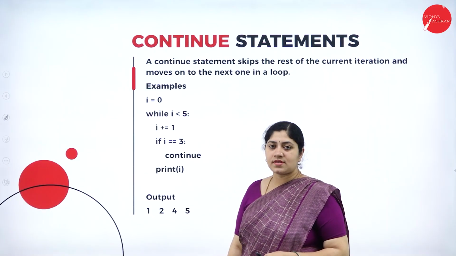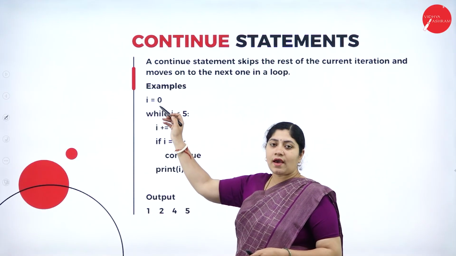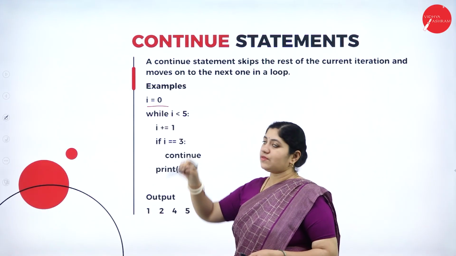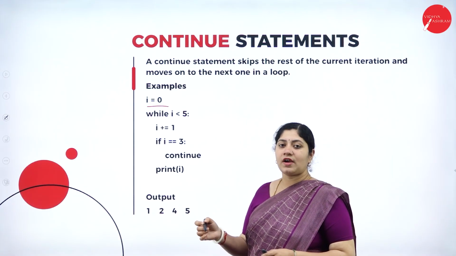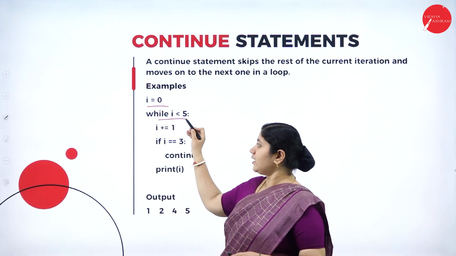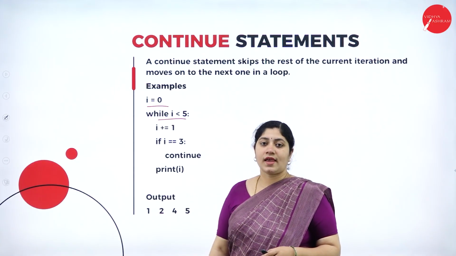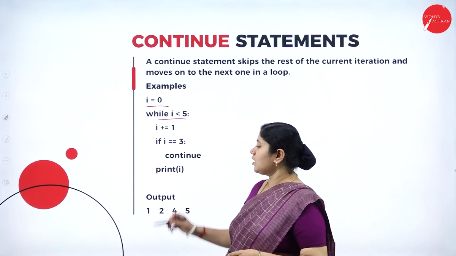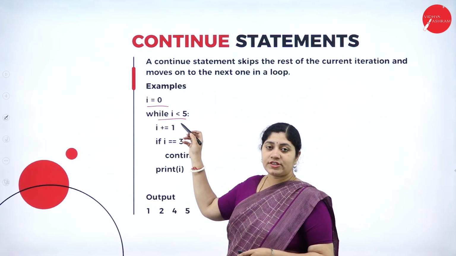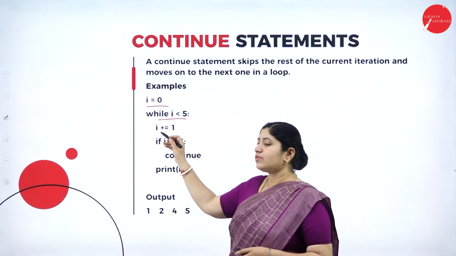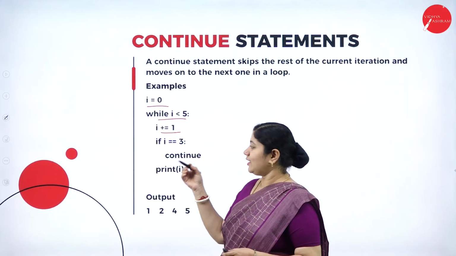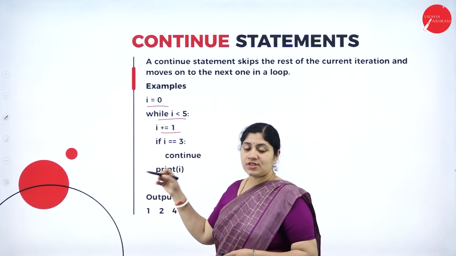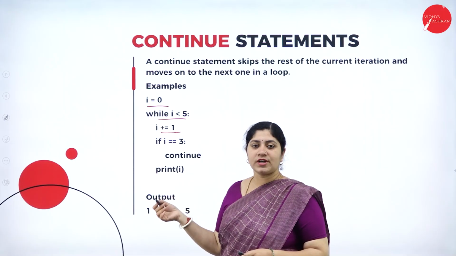Let's consider an example for this. So we have defined a basic i as 0, followed by a looping statement which is while i is less than 5. Okay. Up next, if this condition holds, then what has to be executed? i plus 1, that is the increment, has to be executed. Up next, it will check for a condition. What is the condition?